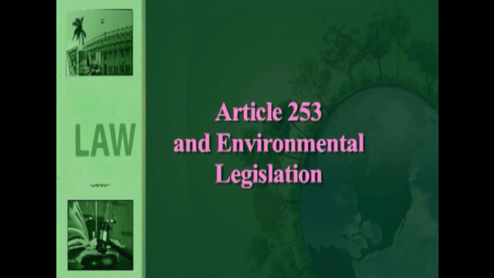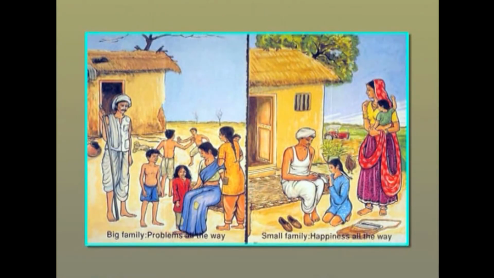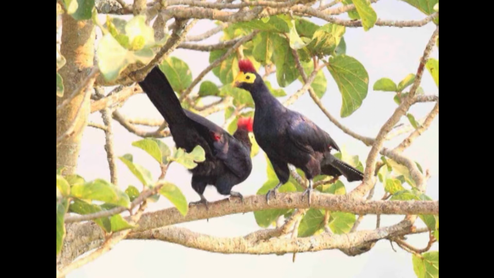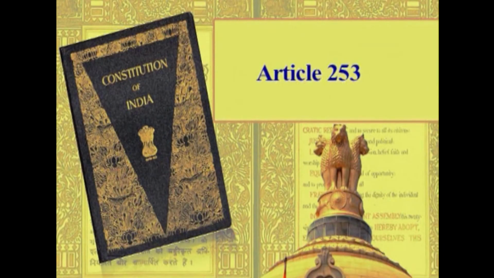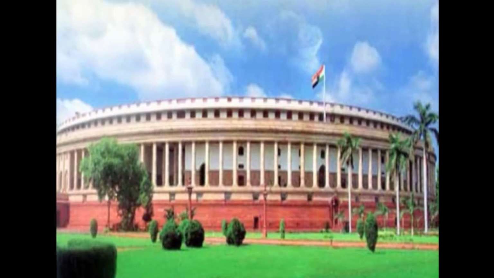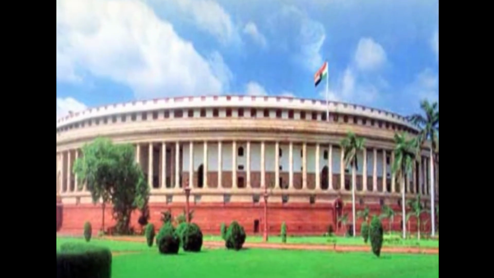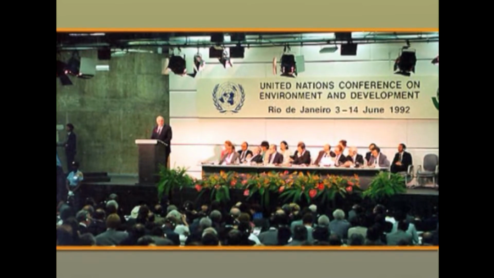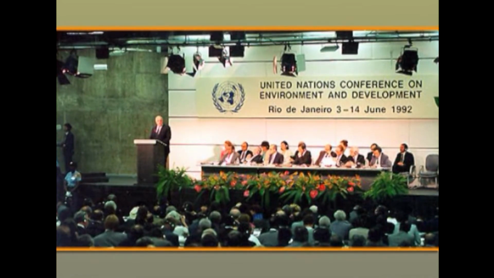Article 253 and environmental legislation. The 42nd Amendment also expanded the list of concurrent powers in the Constitution. The amendment introduced a new entry: population control and family planning, forests and protection of wild animals and birds were moved from the state list to the concurrent list. Article 253 of the Constitution empowers Parliament to make laws implementing India's international obligations as well as any decision made at an international conference, association or other body.